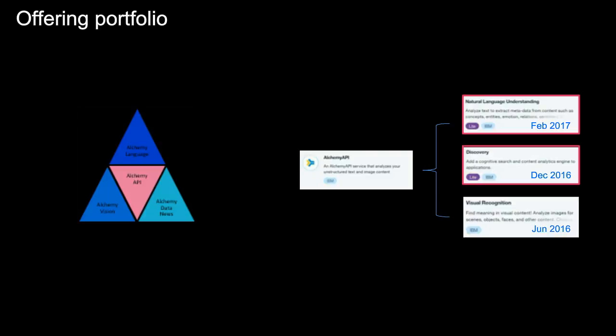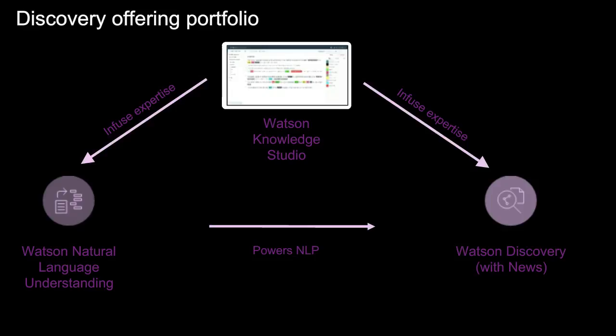But natural language understanding, I want to mention, is a relatively new service. It was launched in February of 2017 and is a substitute, or is your replacement, for Alchemy Language. Watson Discovery was launched back in December 2016. It includes the capabilities of Alchemy Data News, and it also has additional capabilities that we'll talk about to analyze data that you can bring in as well. And Visual Recognition has the best of our image recognition and image services. And that was launched back in June of 2016.